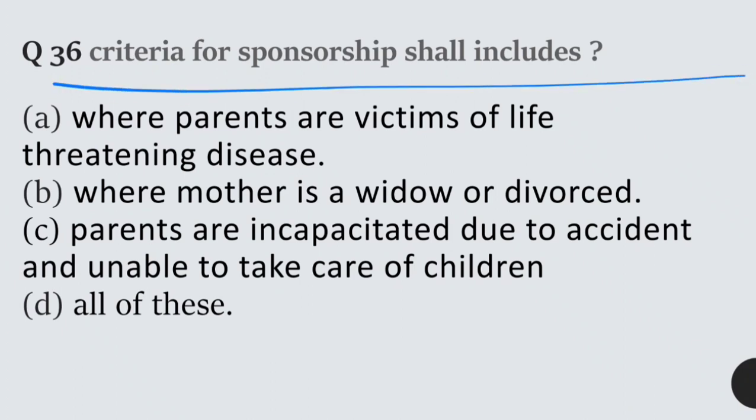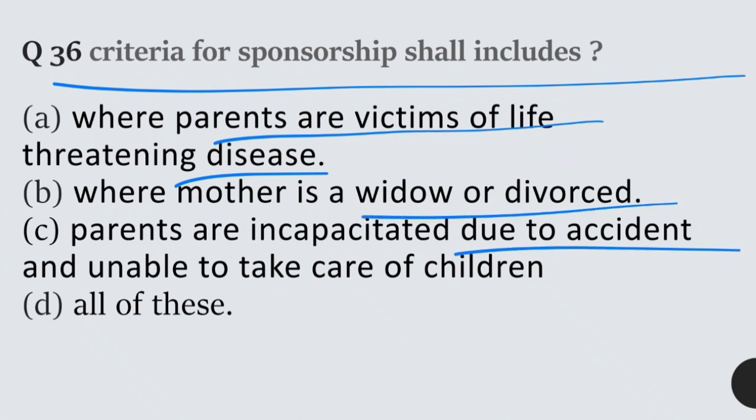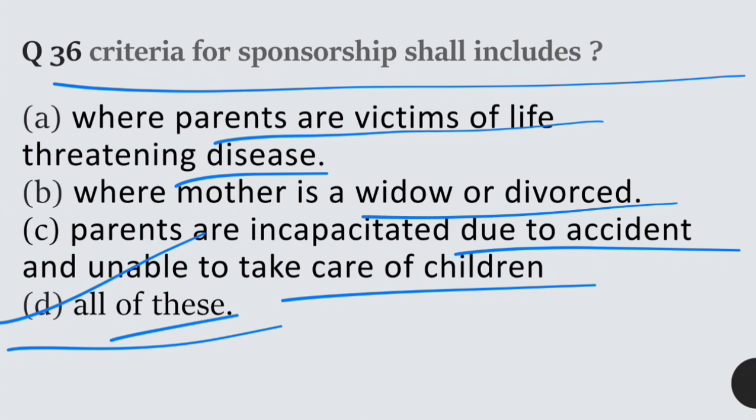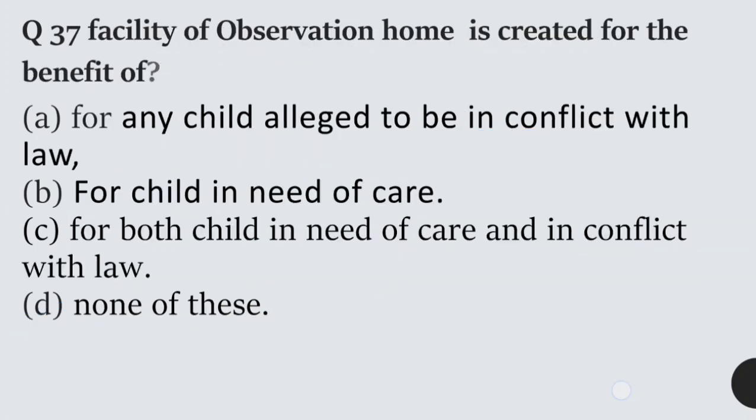Next question is, criteria for sponsorship shall include. Option A says where parents are victims of a life-threatening disease. B says where the mother is a widow or divorced. C says parents are incapacitated due to an incident and unable to take care of children, and D says all of these. All of these again is the right option. Any of these can be the criteria for sponsorship. So D is the right answer.